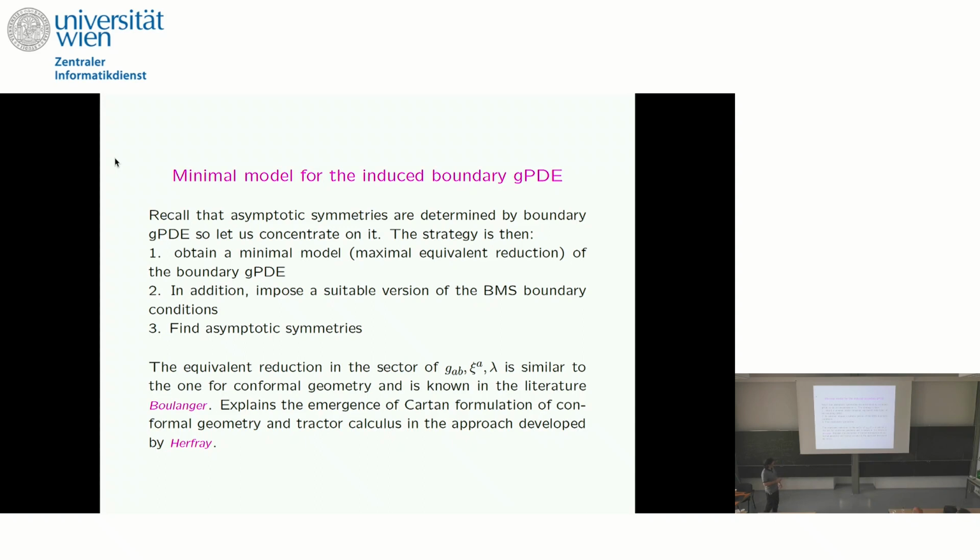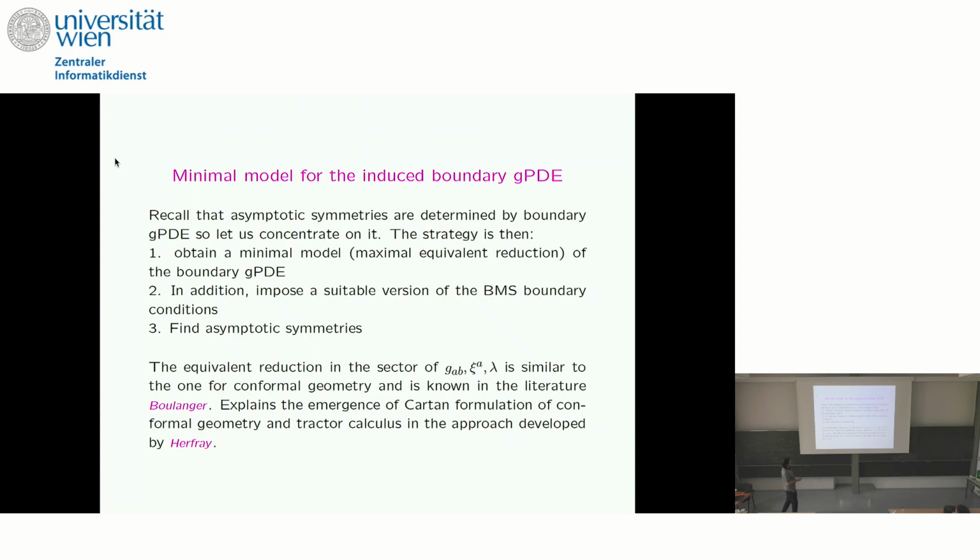So what we need to do is to simplify it a little bit, for instance, by eliminating the maximal amount of contractible auxiliary fields, generalized auxiliary fields. And then, if you really want BMS, we need to impose quite strong boundary conditions and see which asymptotic symmetries survive.